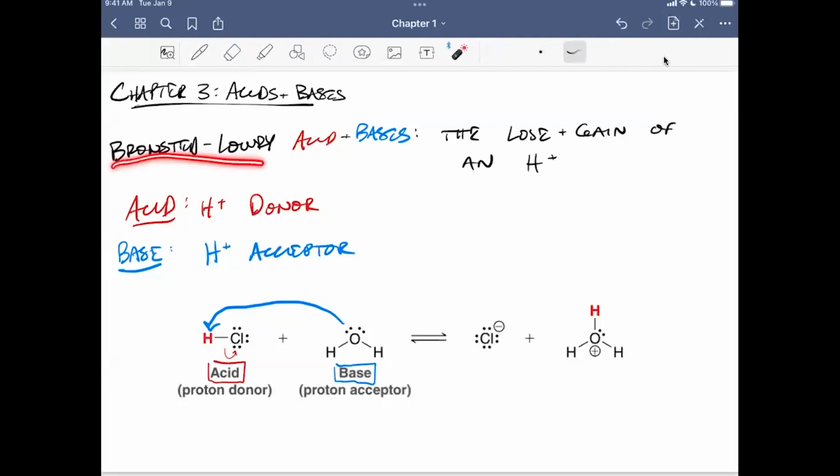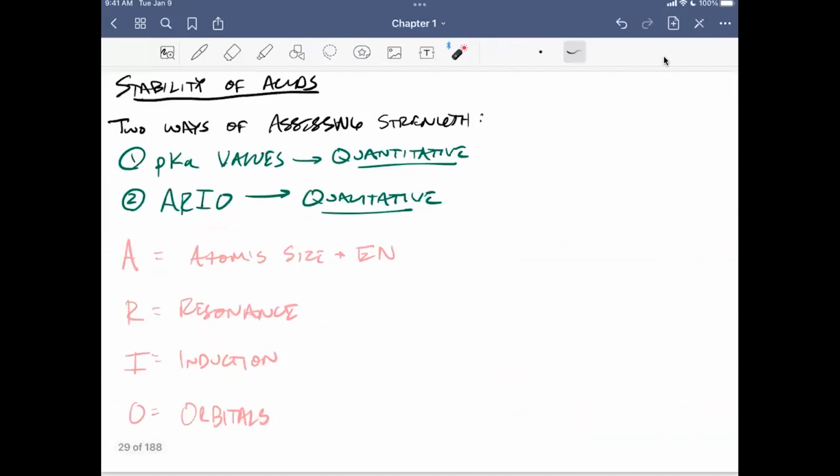So this Brønsted-Lowry acid base, you're probably familiar with. It's the loss and gain of a hydrogen plus. And again, an acid is a donor of it, so it gives away an H plus, and a base wants to accept it. So I have an example here with the kind of arrows that you'll see for these reactions. So you have the acid here, which likes to give away that hydrogen, and you have that base that wants that hydrogen.